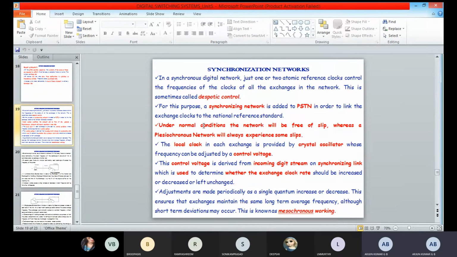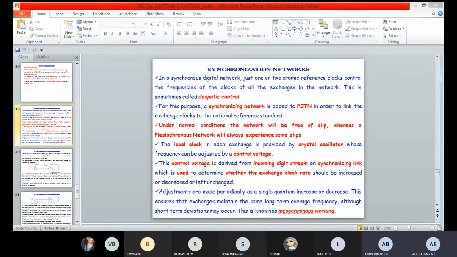Synchronization means this. Some users are connected to a particular local exchange, and some users connect with a different local exchange. Suppose user A is in one local network and user B is in another local network. How will the connection happen? During the connection, both the local exchanges should be synchronized.